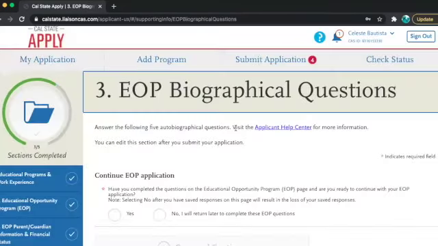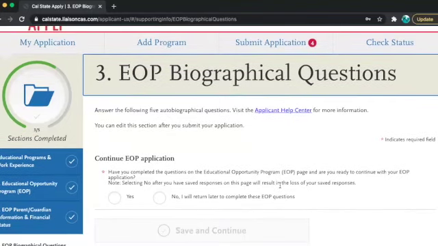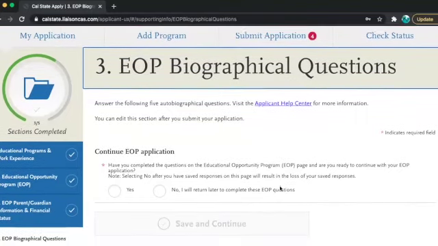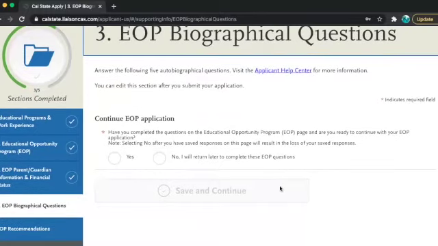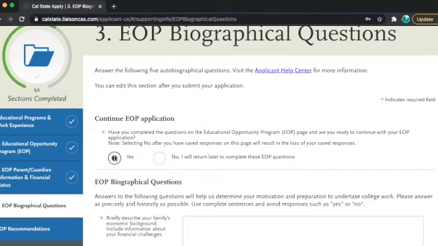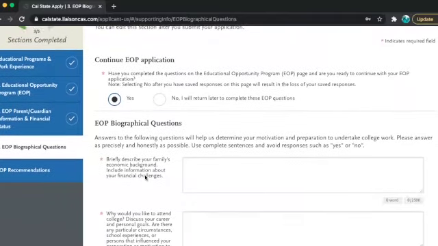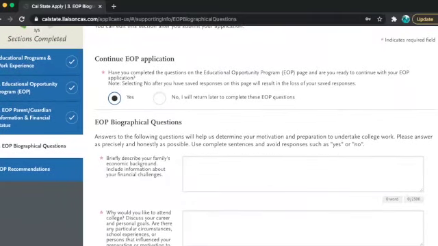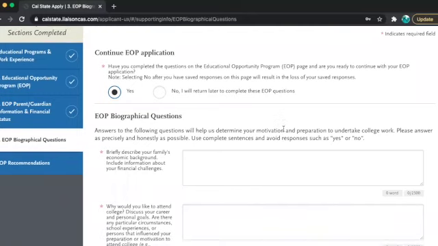Continue to next section. So section 3, have you completed the questions on the EOP and are ready to complete? So we already talked about being able to open up your brag sheet and make sure that the answers to the questions on your EOP are complete on your brag sheet, because all you're going to do is copy and paste. You're going to click yes. So EOP biographical questions. So you're going to answer these questions.